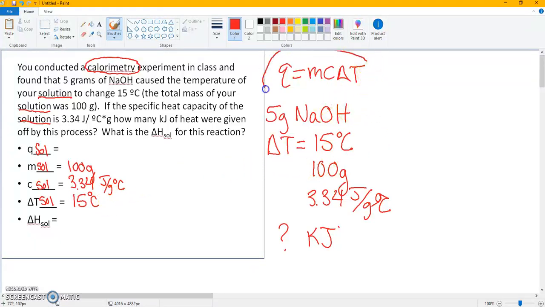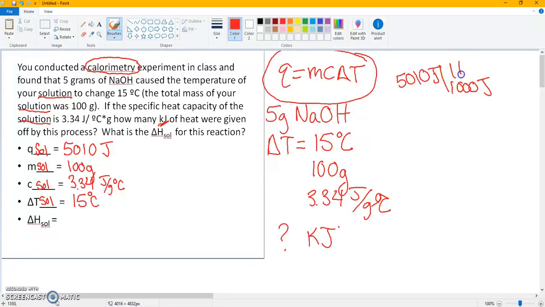Now, knowing my equation, I'm going to take my mass times my specific heat times my change in temperature, and I get a heat of 5,010 joules. But if I look back at my question, they didn't ask me for my heat in joules, they asked for kilojoules. So I'm just going to do a quick conversion. 5010 joules. Sorry, for some reason my pen froze. There we go. 1,000 joules is equal to 1 kilojoule. So this equals 5.01 kilojoules.